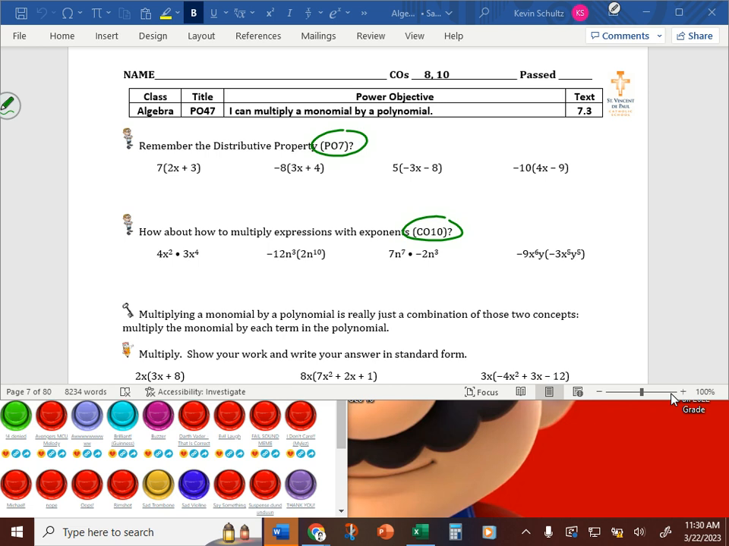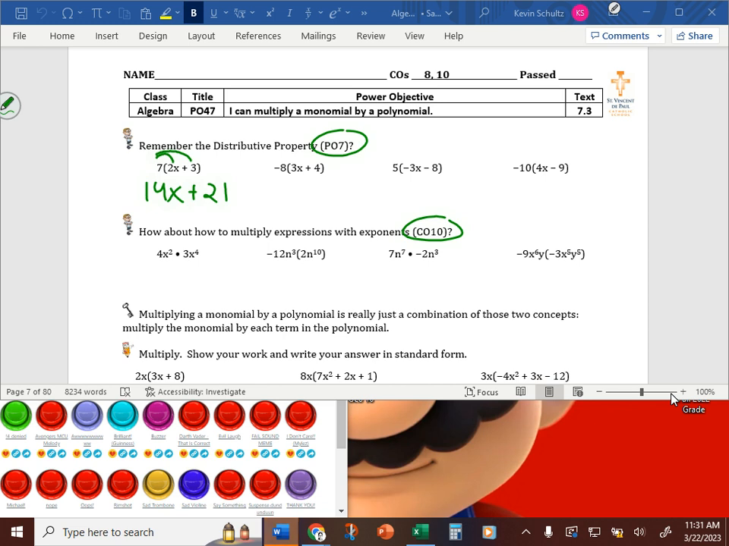7 times 2x plus 3. What do you do, Colin? Distribute the 7 to each term. And when we say distribute, what operation are we using here? Exactly. 7 times 2x is 14x. 7 times 3 is positive 21. And our expression is 14x plus 21.